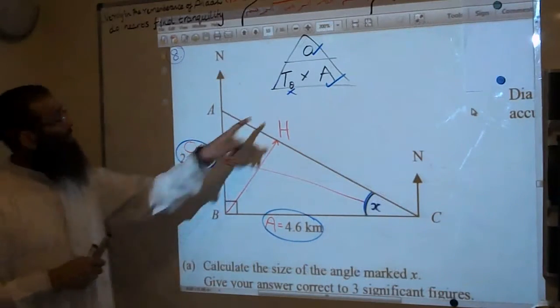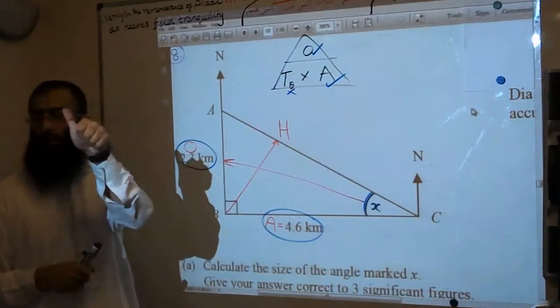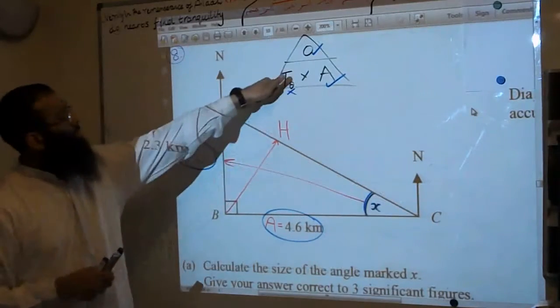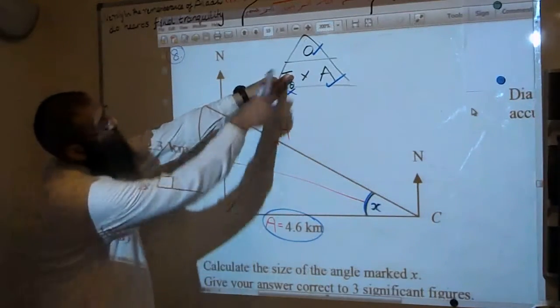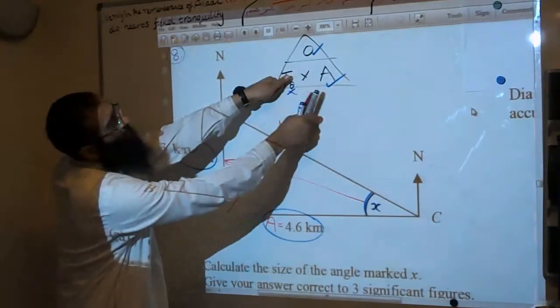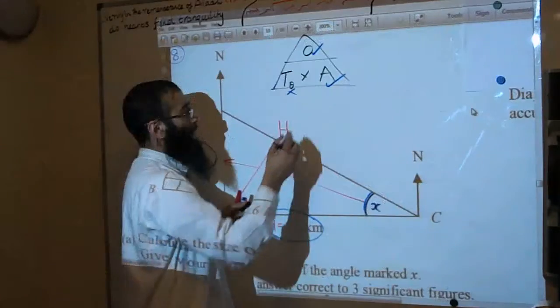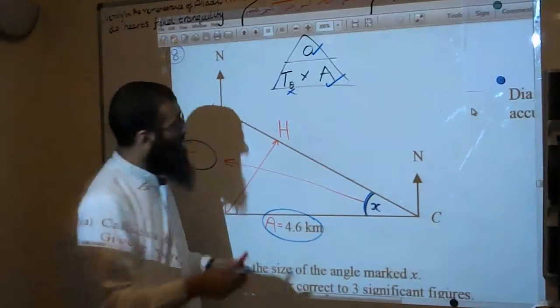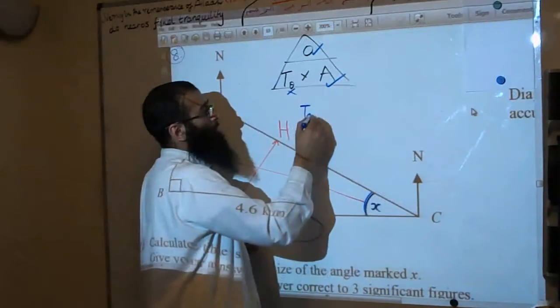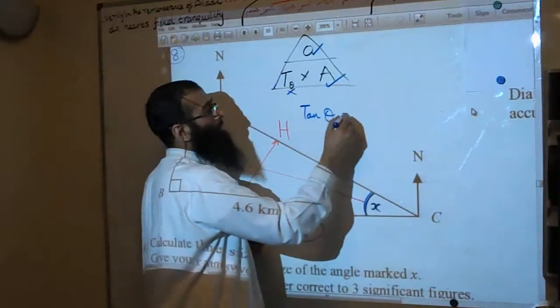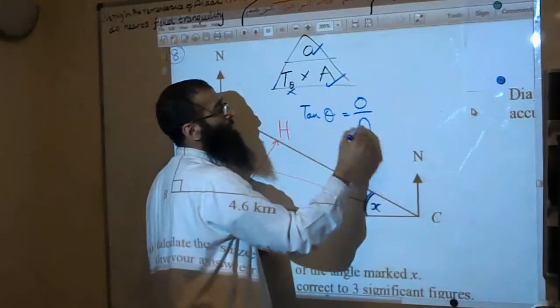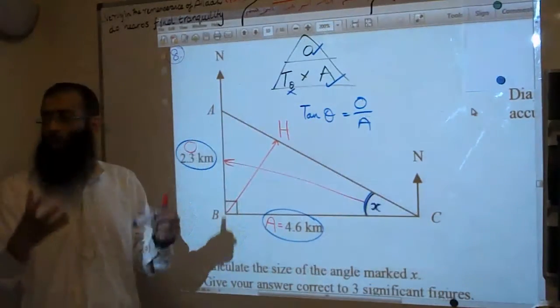If I want to work out the angle, what do we use? Thumb. And we cover up the angle, and that tells us that this part here is equal to O divided by A. So let's write that down. So that's telling us now what to do.